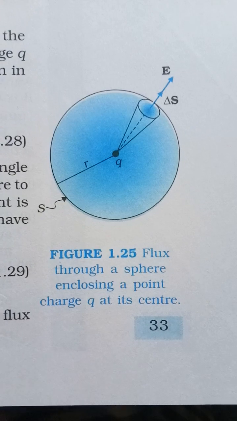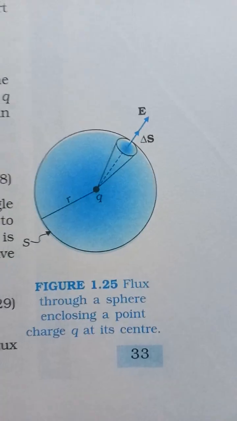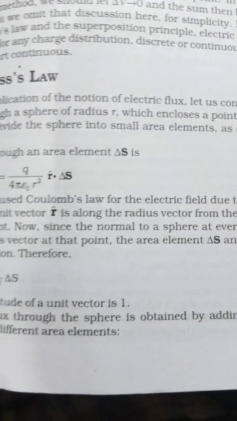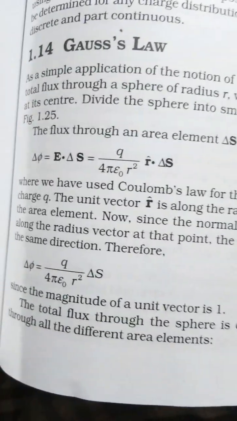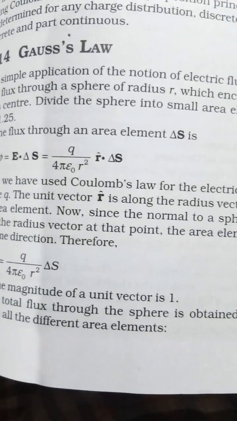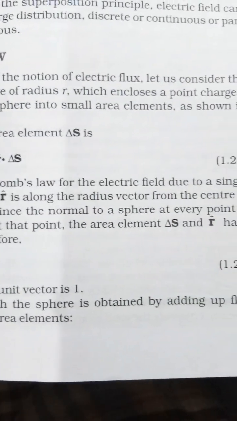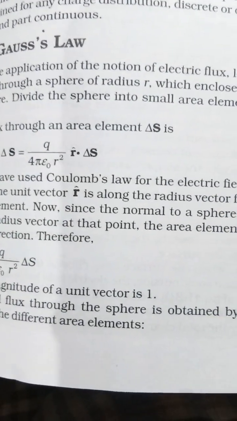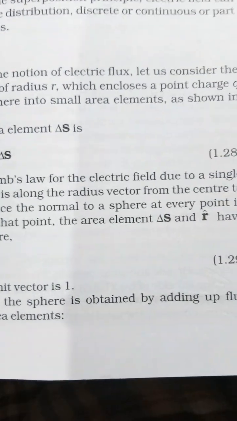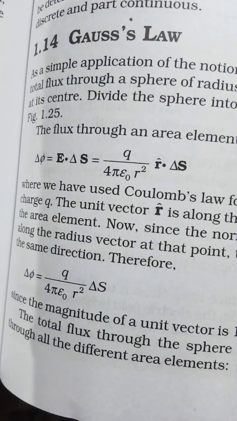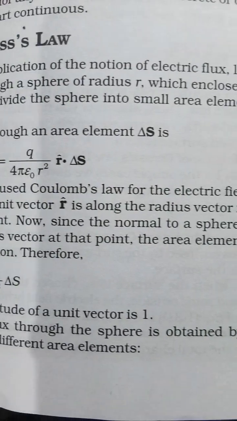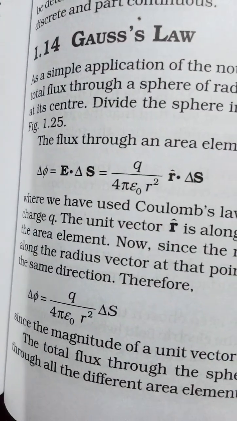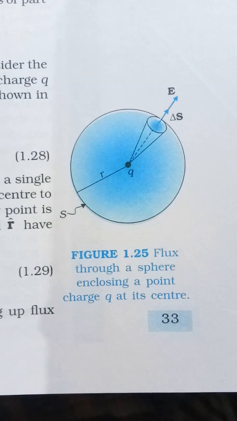Gauss's law is a simple application of the notion of electric flux. Here is the content, as a simple application of the notion of electric flux. Let us consider the total flux through a sphere of radius r, which encloses a point charge q at its center. Divide the sphere into small area elements as shown in figure 1.25. You will see here the figure 1.25.